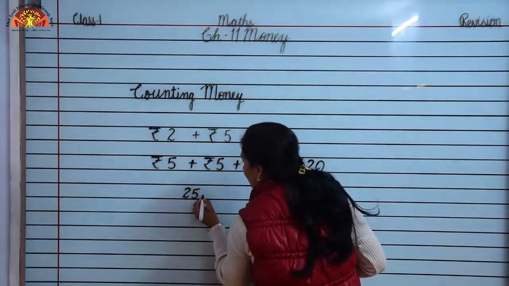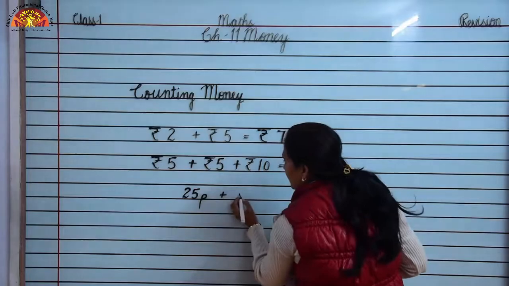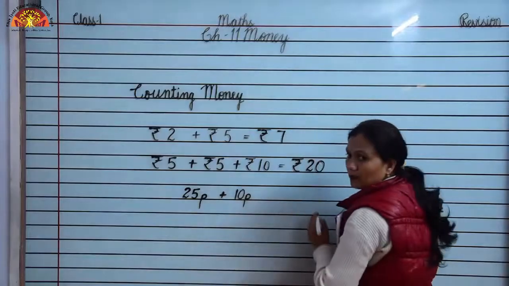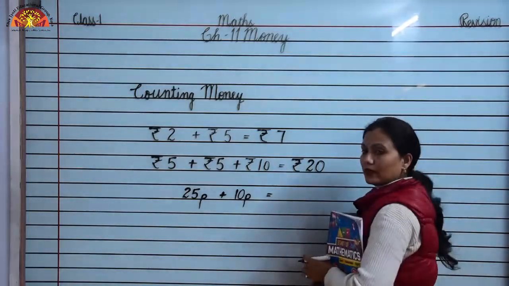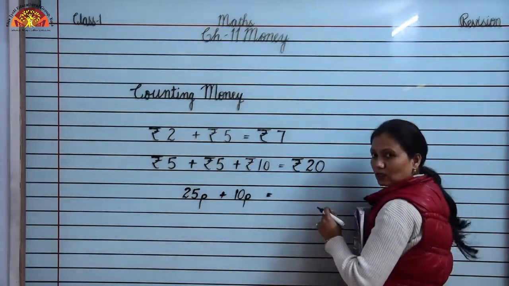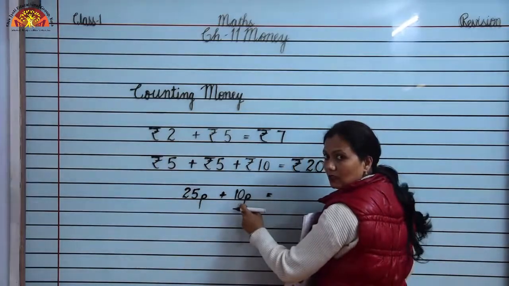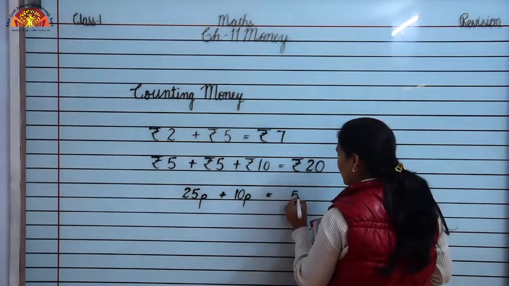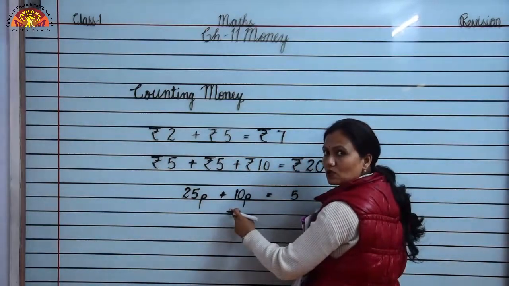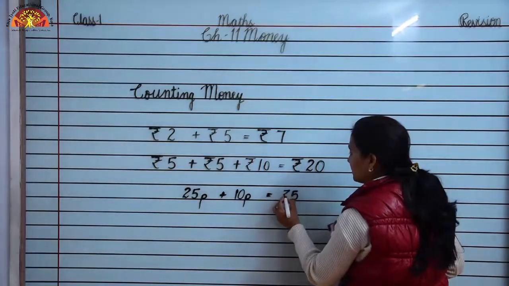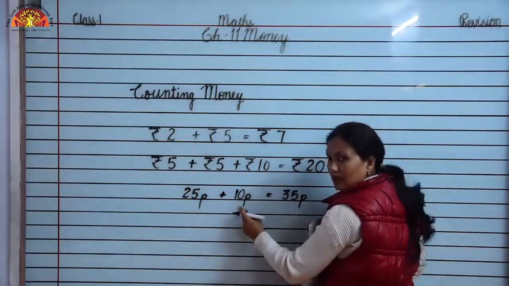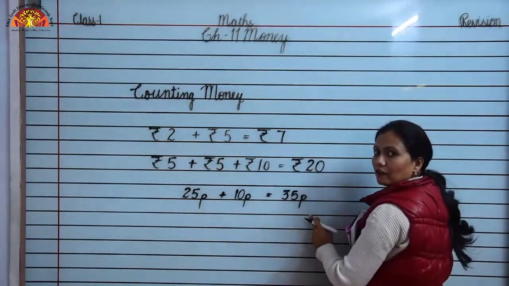Now suppose if we want to add paise, 25 paisa plus 10 paisa. Now 25 paisa plus 10 paisa is equal to how much? So first of all we will count the ones place here. 5 plus 0 is equal to 5. Now 2 plus 1. So 2 plus 1 is 3. So if we add 25 paisa and 10 paisa, we get 35 paisa.